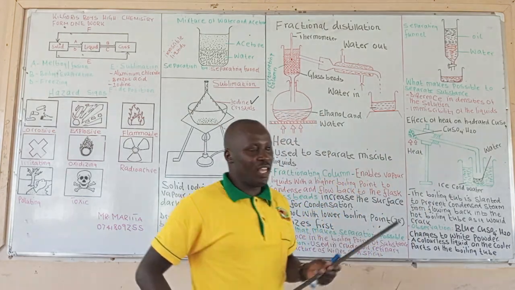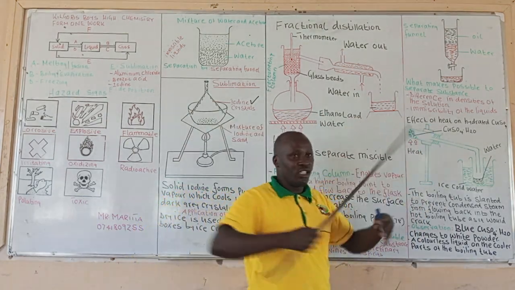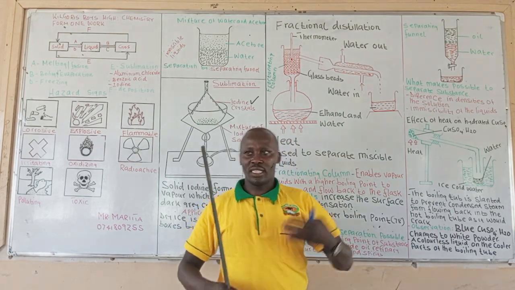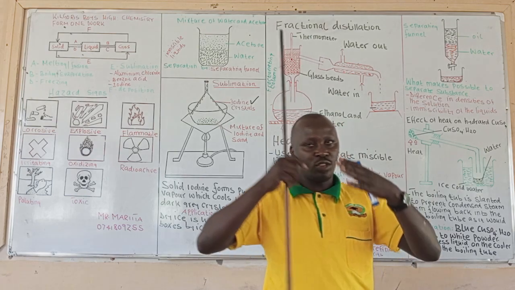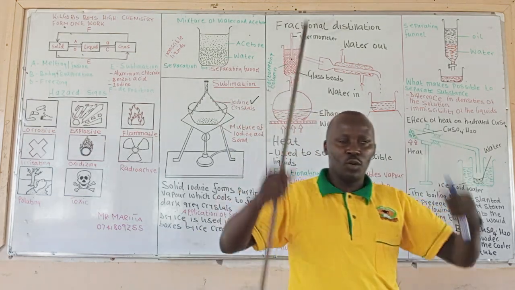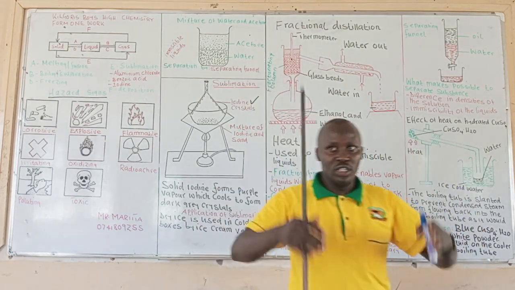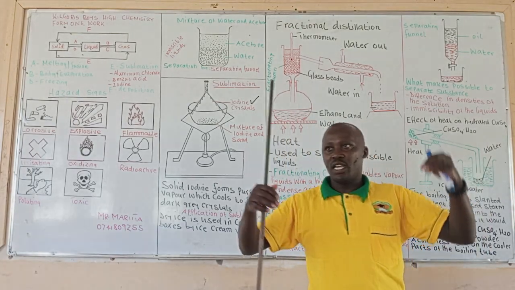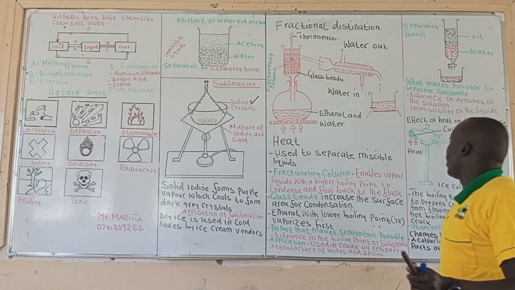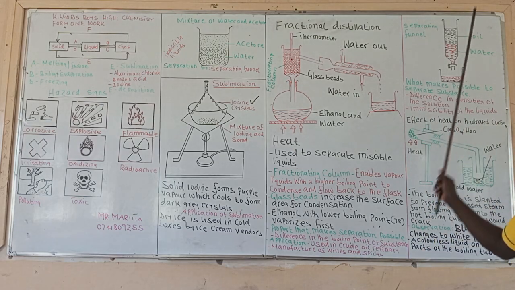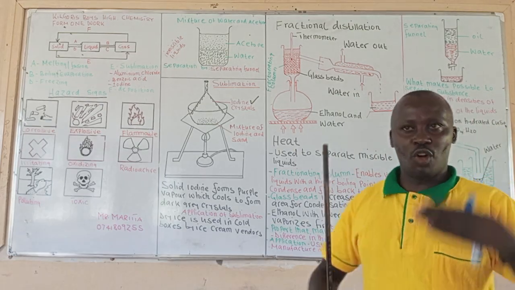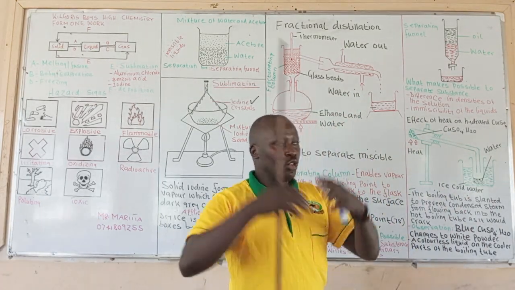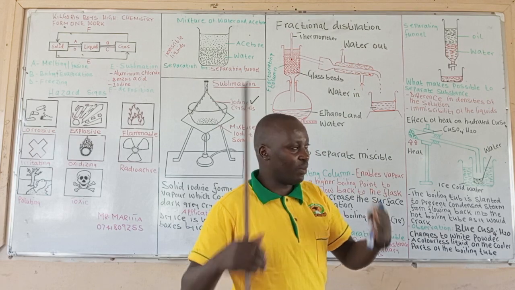We have another diagram there. The name of this diagram is the separating funnel. As I've said earlier, the separating funnel is used to separate liquids which do not mix, liquids which form immiscible layers. An example of liquids which do not mix is oil and water. Oil and water have different densities, so to separate them, you can make use of a separating funnel.